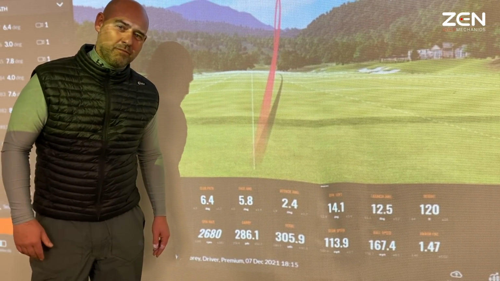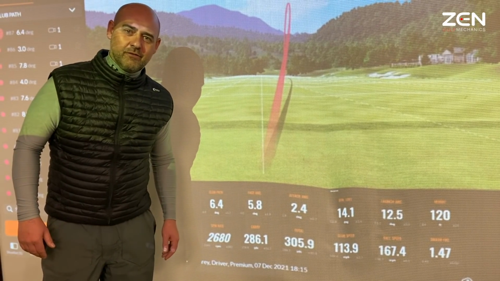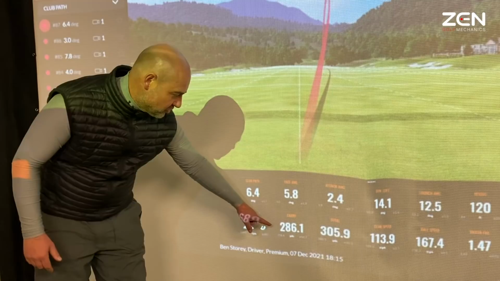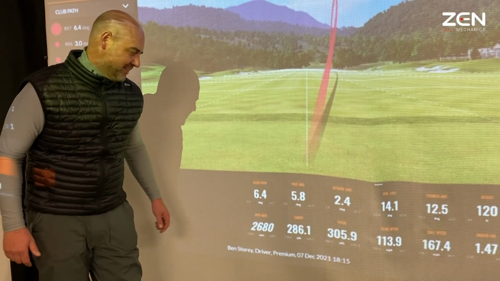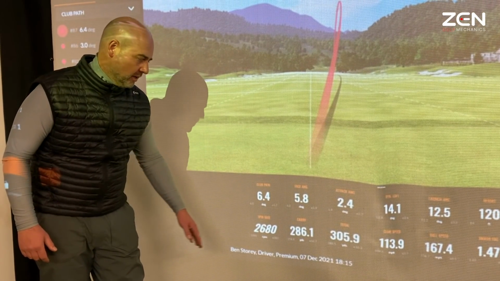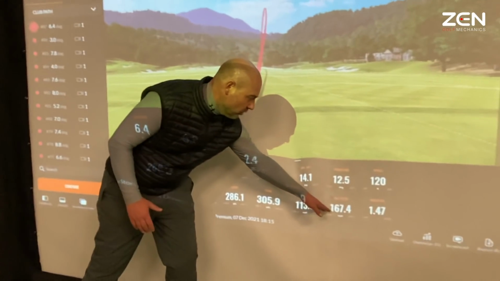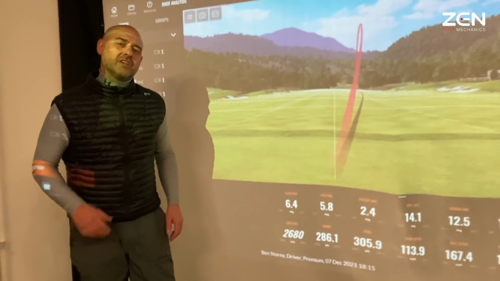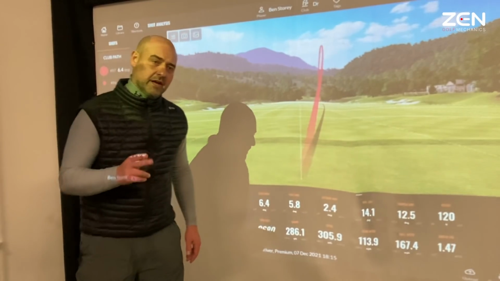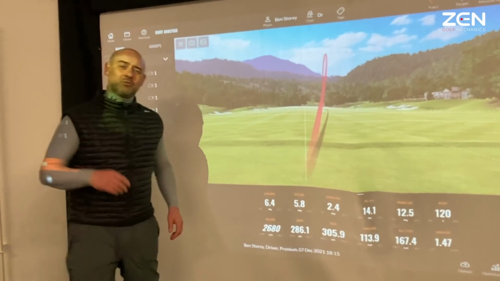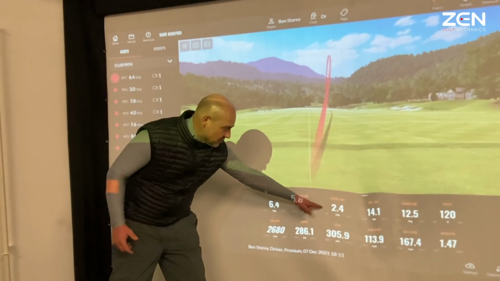So even with my poor maths, I can work that one out. Okay, 6 degrees. Suddenly, it's gone up to 286.1 yards of carry, 305, so over 300 yard total. Similar ball speed, 167.4. So only increased the ball speed by 2 miles an hour, but increased his carry substantially because of this critical number.